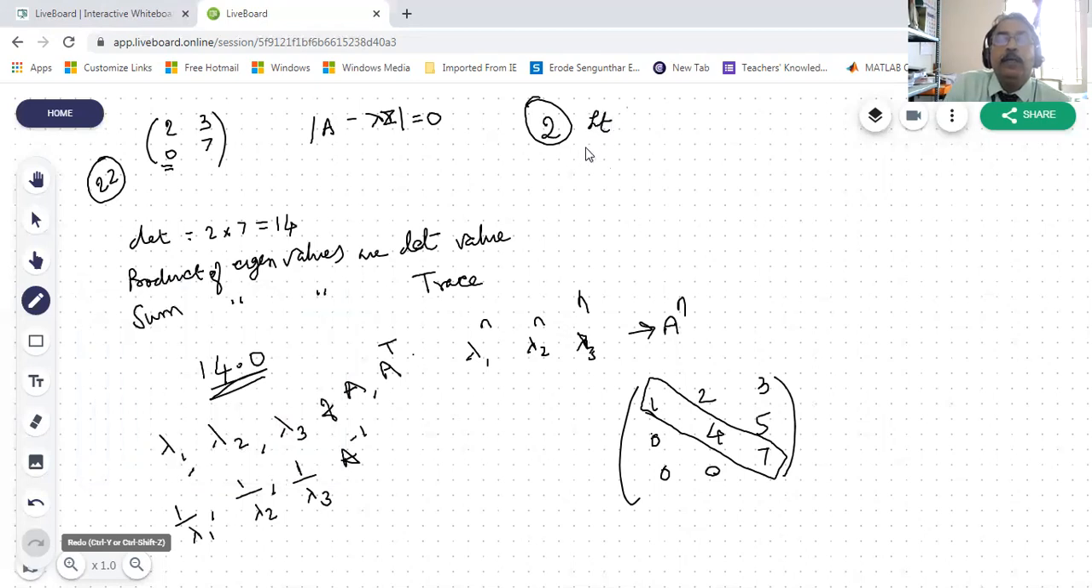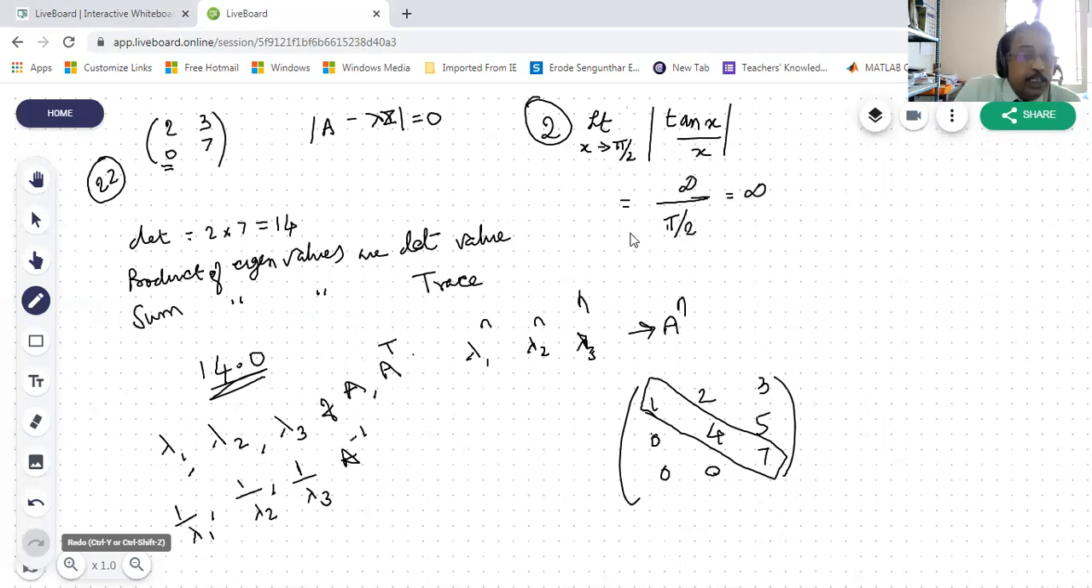Limit x tends to pi by 2 of tan x by x. Tan of minus theta is minus tan theta, so they have given us the positive side. Tan x by x, x tends to pi by 2. What is tan pi by 2? Tan pi by 2 is infinity. Infinity by pi by 2 equals infinity. So the answer is infinity.